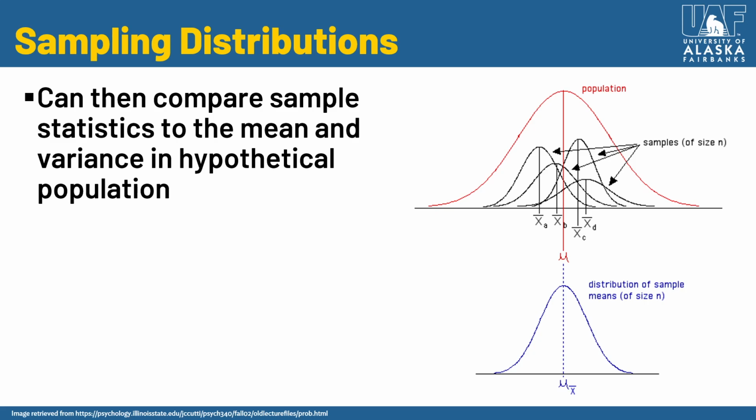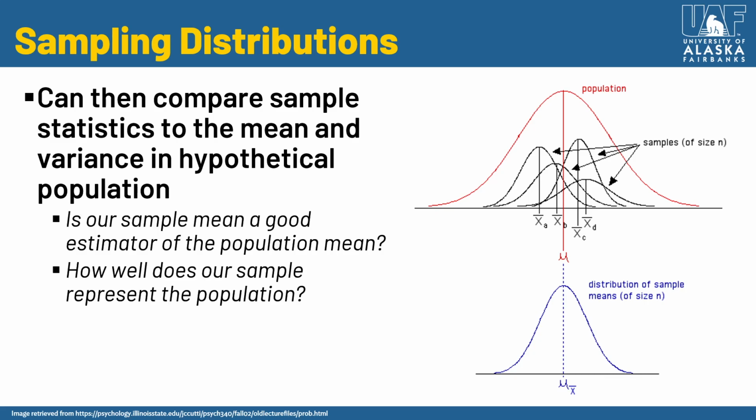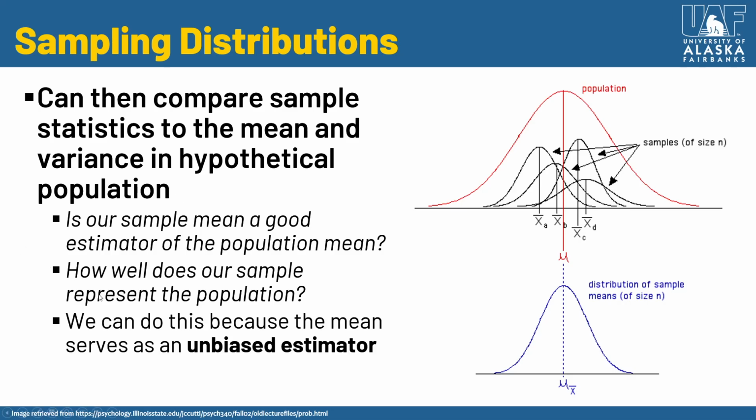And so the benefit here is that by developing a sampling distribution, we can then compare our sample statistics to the mean and variance of the hypothetical population. Or in other words, these are things that help us to trust that our sample actually is representative of the population. Or in other words, is our sample mean a good estimator of the population mean? I feel like this slide's a little confusingly worded. So if this trips you up, don't focus on this. Focus on the rest of the content because I will be more eloquent in other slides.